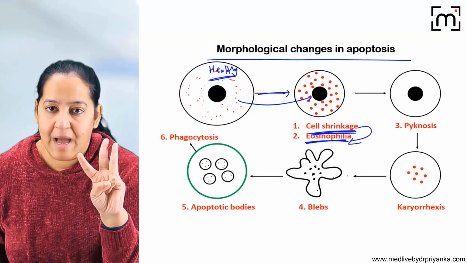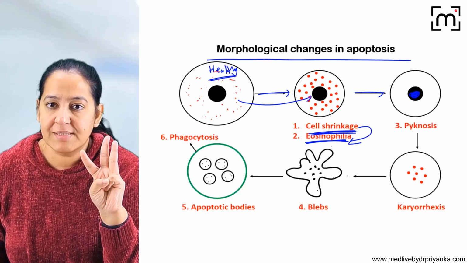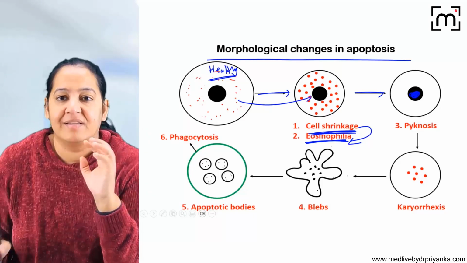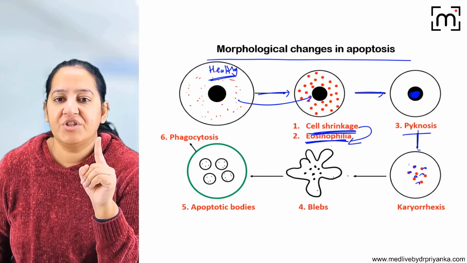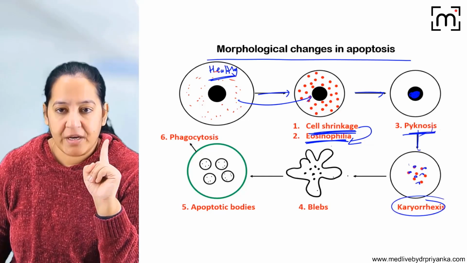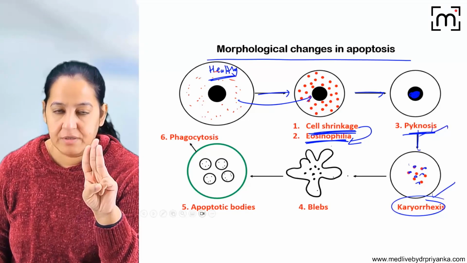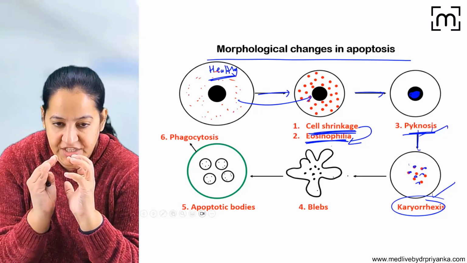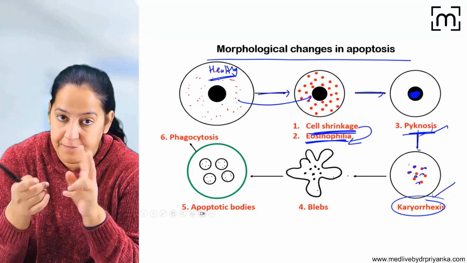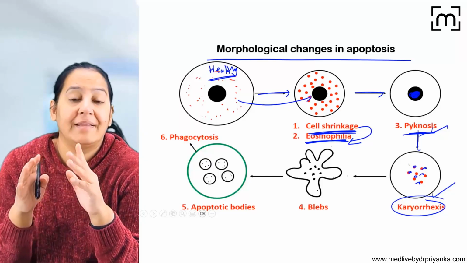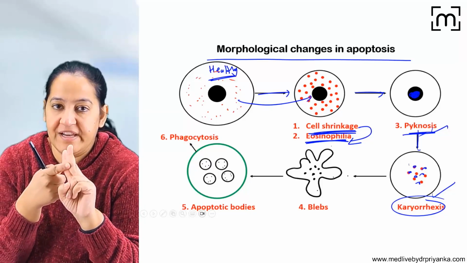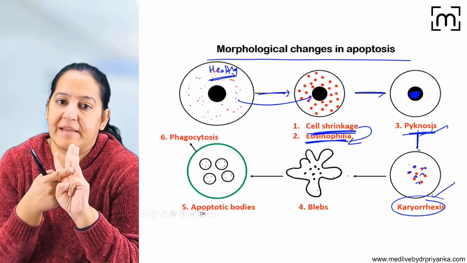The third thing, two things will happen in the nucleus. The nucleus undergoes Pyknosis, which is condensation, followed by the nucleus fragmenting into multiple pieces. Fragmentation is known as Karyorrhexis. So Pyknosis and Karyorrhexis is the third feature. First the cell becomes shrunken, the earliest feature. Then the cytoplasm becomes pink in color, that is eosinophilia, followed by nuclear features, that is Pyknosis and Karyorrhexis.